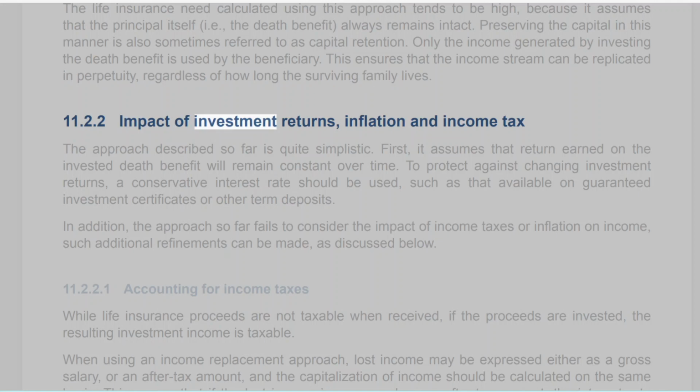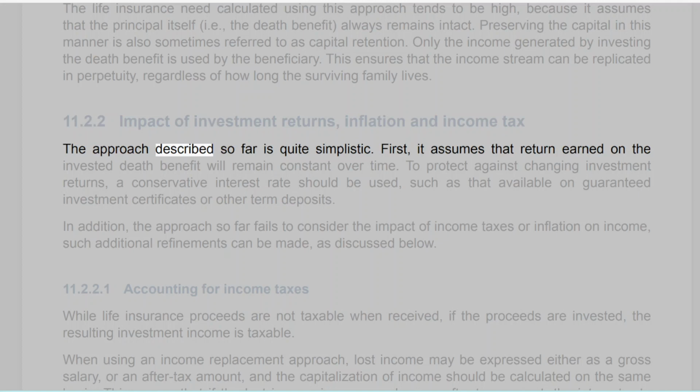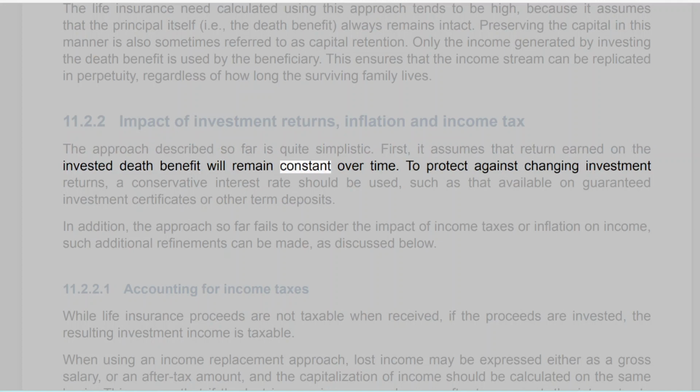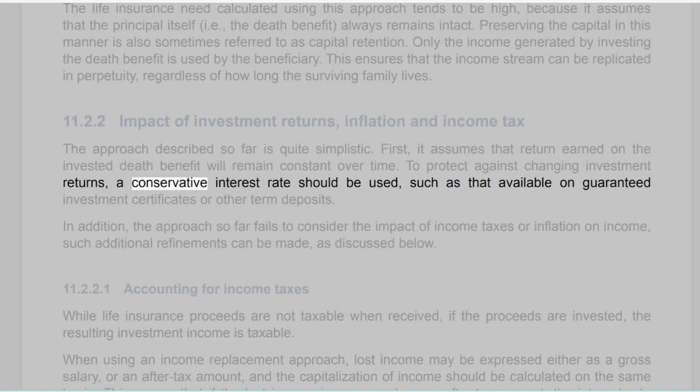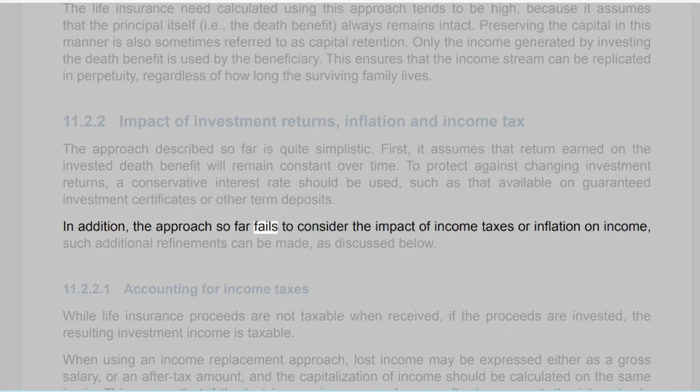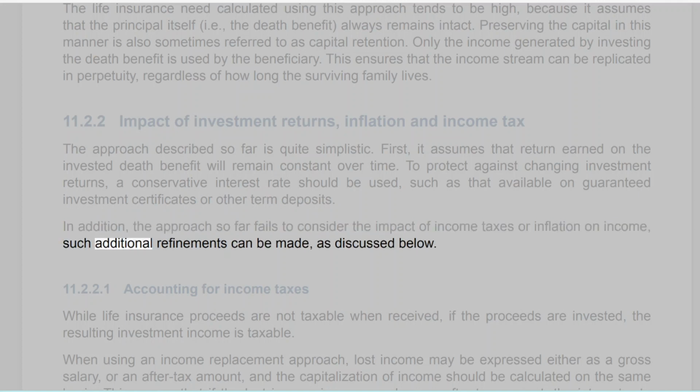1.2.2 Impact of investment returns, inflation, and income tax. The approach described so far is quite simplistic. First, it assumes that the return earned on the invested death benefit will remain constant over time. To protect against changing investment returns, a conservative interest rate should be used, such as that available on guaranteed investment certificates or other term deposits. In addition, the approach so far fails to consider the impact of income taxes or inflation on income. Such additional refinements can be made as discussed below.